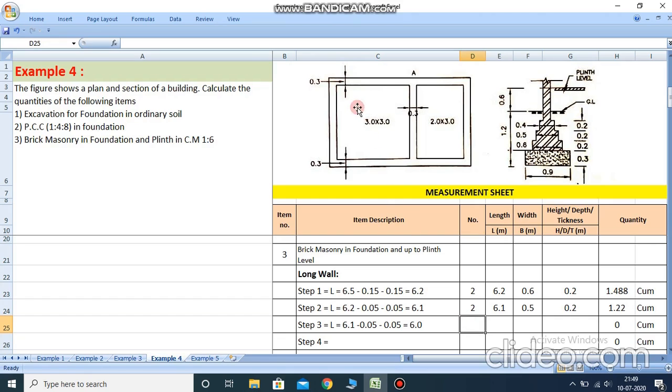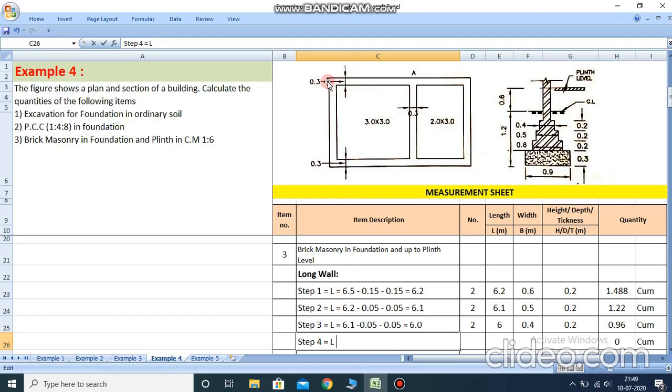So here there are two long walls for step 3. So first and second wall, so write here 2. Then the length we calculated is 6.0. Then the width, sorry, not calculated but already given in the figure, is 0.4, and the height or thickness is given as 0.2. Now the total quantity is the multiplication of the number, length, width and thickness. It's 0.96.